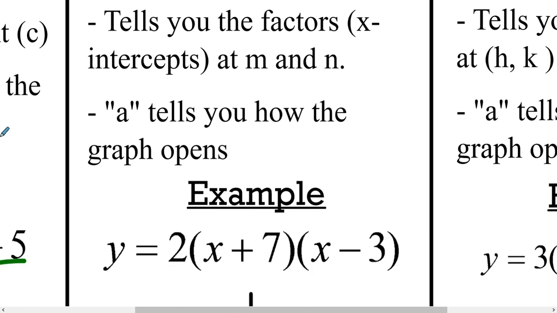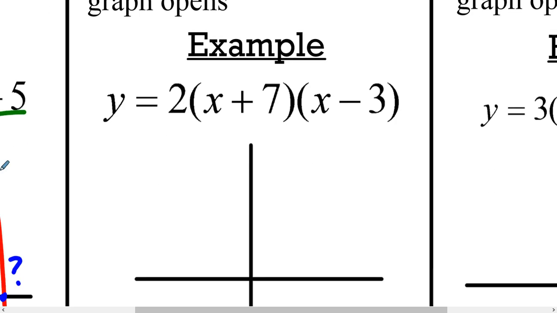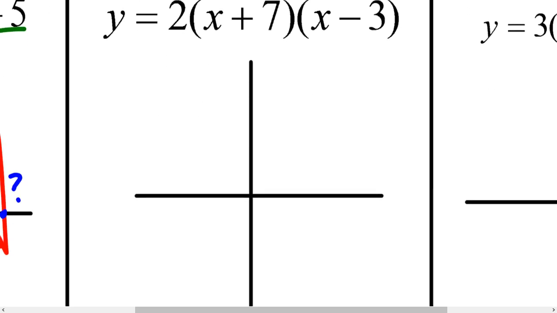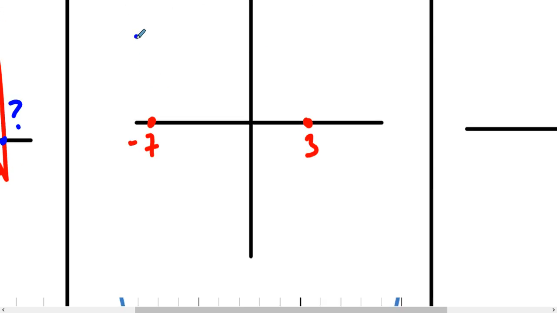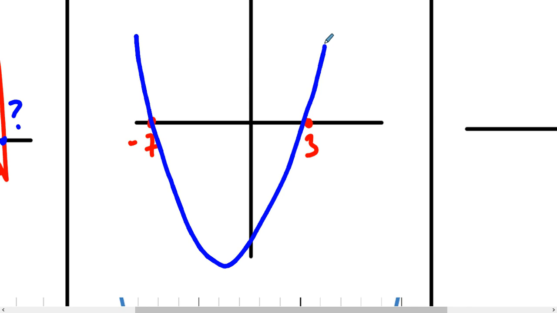An example of one in factored form would look like this. y equals 2 times the quantity x plus 7 times x minus 3. If I look at this just the way it is, and I were going to sketch a graph in my mind of what it really looks like, I know that the intercepts are going to be at negative 7, so over here at negative 7, and what would make this one be 0? If x equaled 3. And then I know, because this is a positive 2 out front, that the graph is going to open upward. So it'll look something like that.